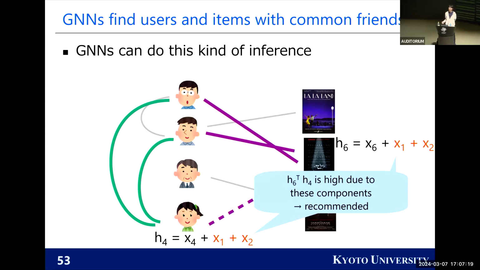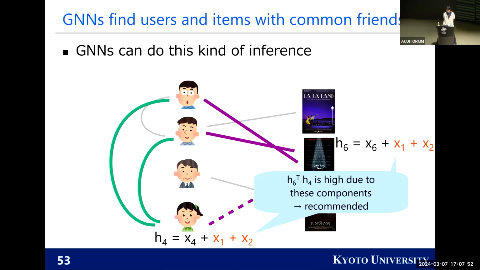GNNs in general have more sophisticated mechanisms like feature transformation and attention to surrounding nodes. For example, they can select beneficial information and discard irrelevant friends, to improve performance even more. The important thing is that even simple sum aggregation can utilize this kind of friend relations.